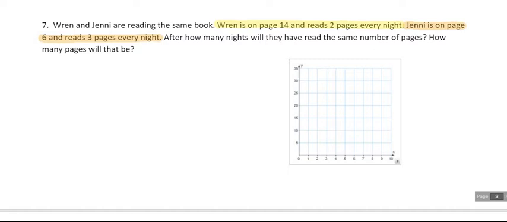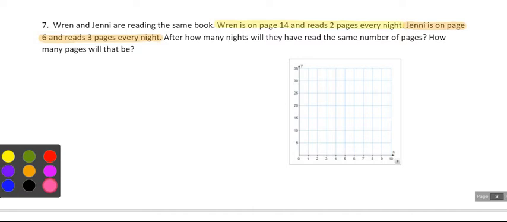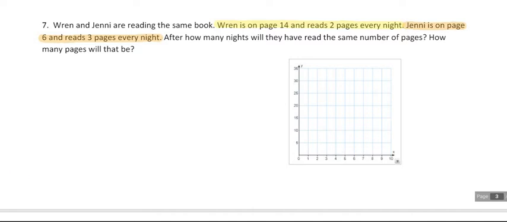So we're currently solving systems of equations by graphing. So we technically have 2 equations here. The first situation, the first equation deals with Ren. And if she's starting on page 14, that's her y-intercept. That's our starting amount. And she reads 2 pages every night, or 2 pages per night. That means 2 is our rate of change, or our slope. So we have a y equals mx plus b equation here, which would be y equals 2x plus 14.